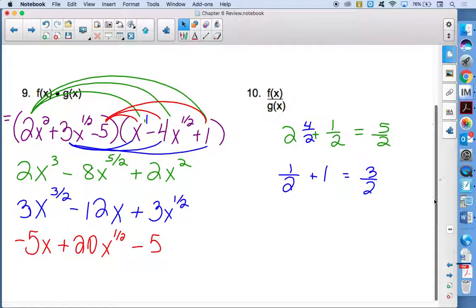So I chose to stack them. You didn't have to. You could have written it as one large problem. But then you're seeing each piece as it's being multiplied together.